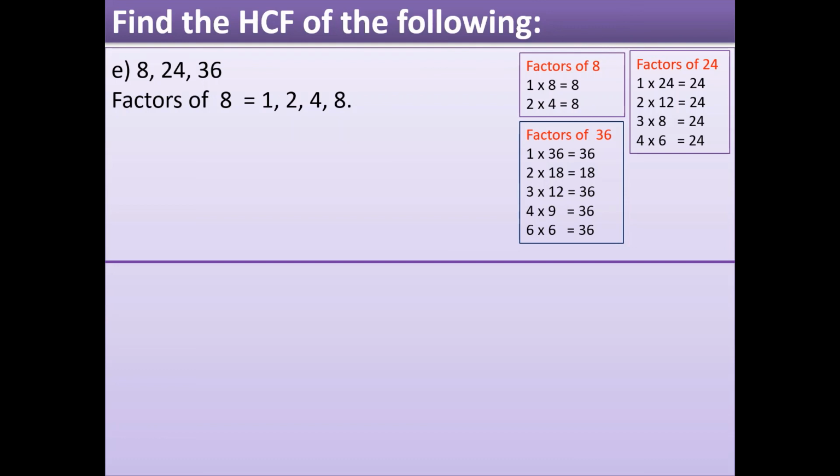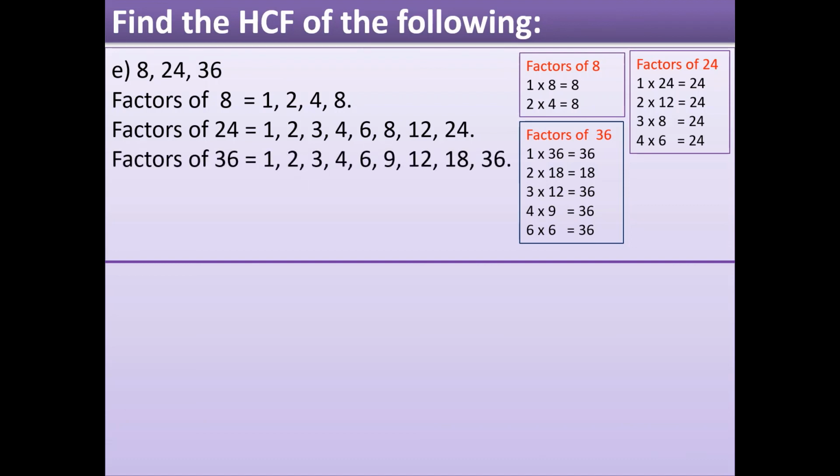Factors of 8 is equal to 1, 2, 4 and 8. Then factors of 24 is equal to 1, 2, 3, 4, 6, 8, 12 and 24. And the factors of 36 is equal to 1, 2, 3, 4, 6, 9, 12, 18 and 36.